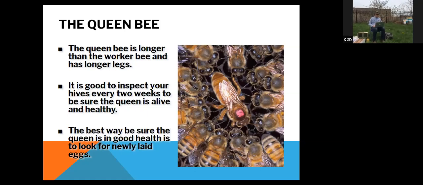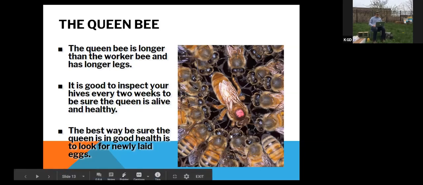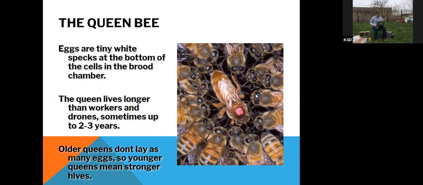So we are now on the slide that says queen eggs are tiny white specks at the bottom of the cells. You got that? Mm-hmm. Yeah, okay.